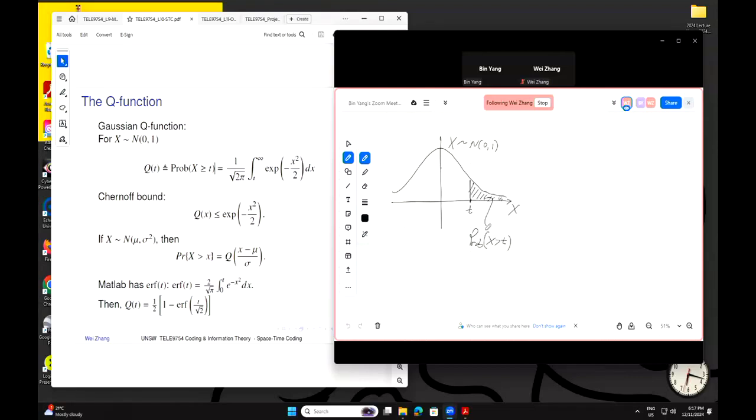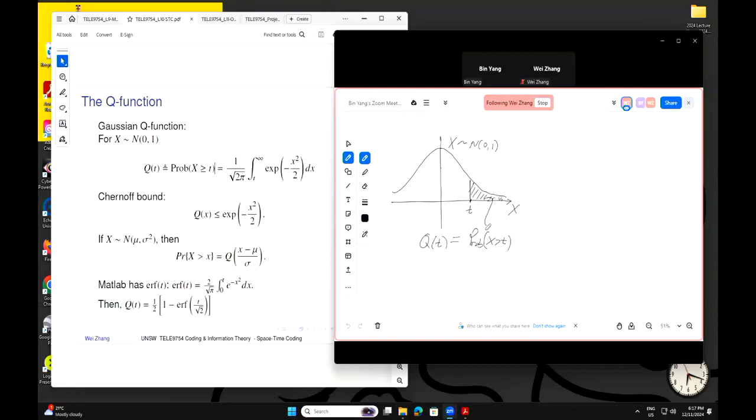For this one, we can say it can be simplified as called Q(t). Once you say Q(t), then immediately in your mind you should get this picture. Q(t) means this shaded area is called the tail part of this Gaussian PDF from t to infinity. So that's called the Q(t) function.